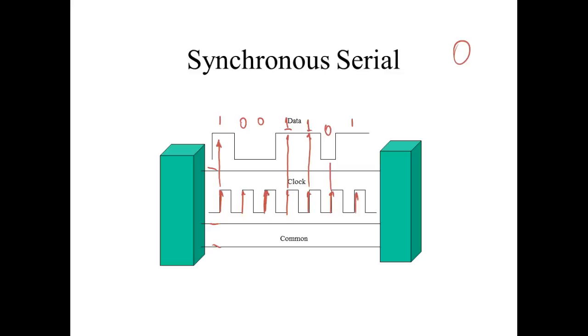We can send this at extremely fast rate, but it takes more wires. It takes at least 3 if I'm going one direction. If I'm going 2 directions, it would take 6, right? You understand that? Because you would have to send your synchronizing information from the other direction. Called synchronous serial.